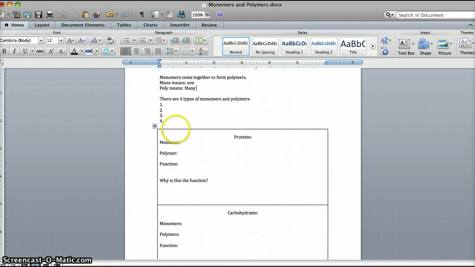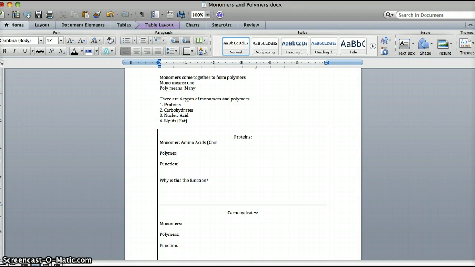Now, there are 4 types of monomers and polymers, and they are proteins, carbohydrates, nucleic acids, and lipids. Now, if you remember, lipids are also fat. Okay, so protein. What's the monomer for protein? The monomer for protein is your amino acids.